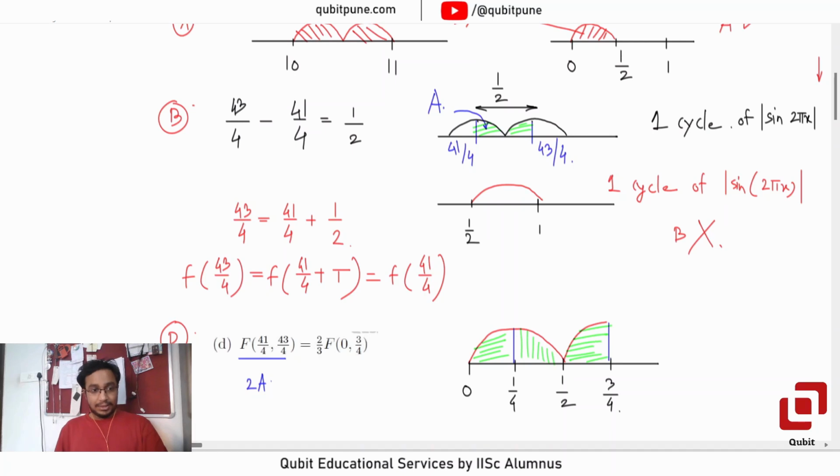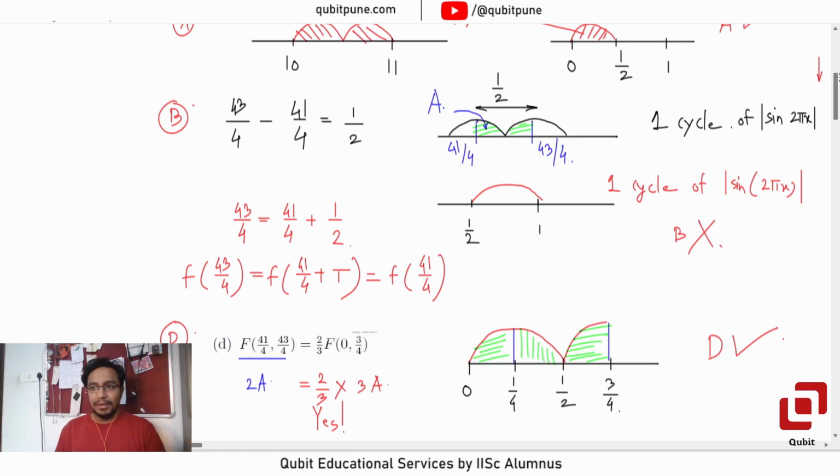Correct? Which means what would be the right hand side now? It will be 2 by 3 into 3A. Now, are these sides equal to each other? Yes. So option D is right. Correct? Understood, everyone? Why D is right? Yes.